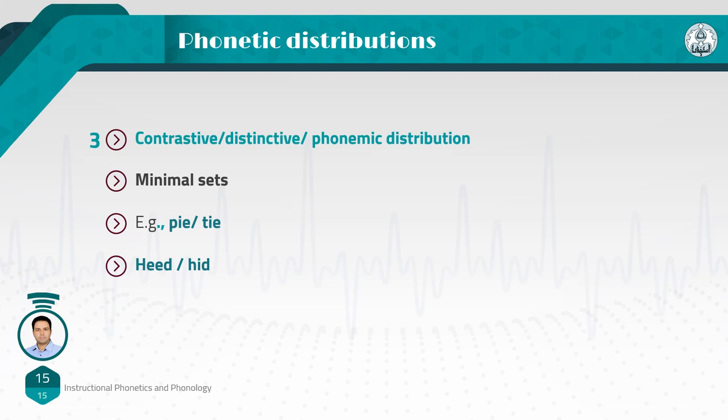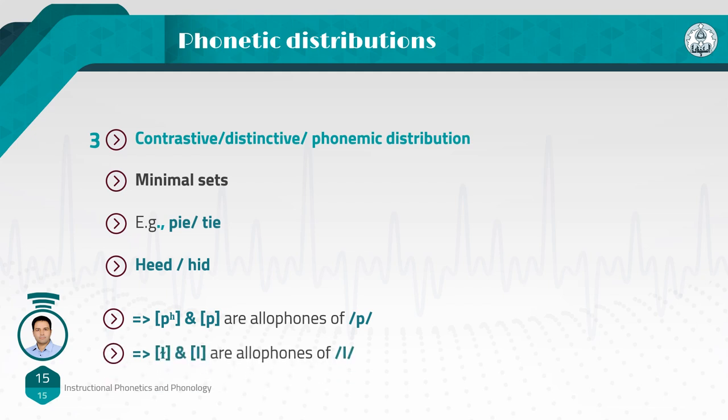in free variation. Also, with complementary distribution, when we say, for example, peak, and when we also say, for example, speak, again, this phonetic variation does not result in a different word in free variation. And in fact, when we say, for example, aspirated p and plain p, they are both allophones of p. Notice that the first two are in brackets and the last one is in slashes. And also for velarized l and plain l, we call them the allophones of l in slashes.